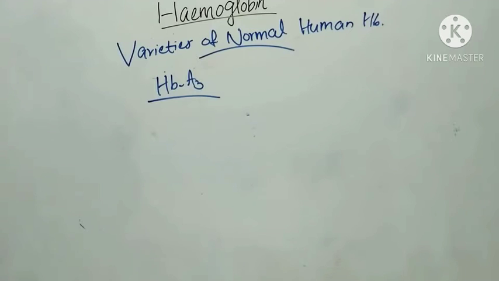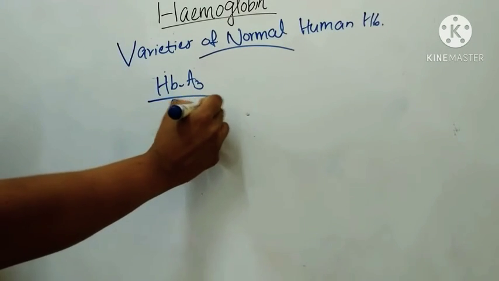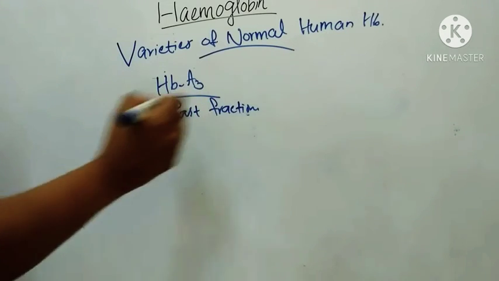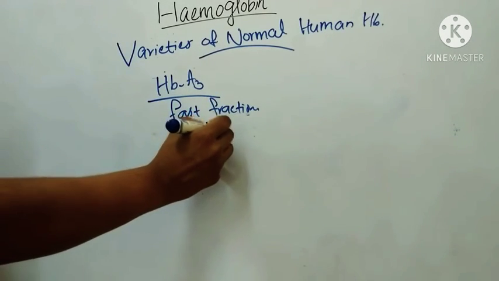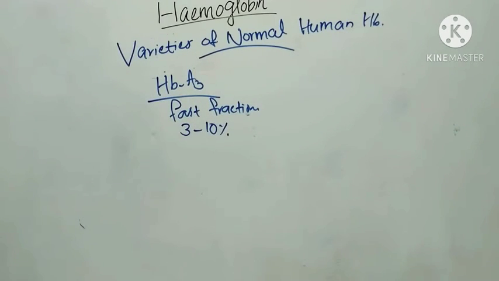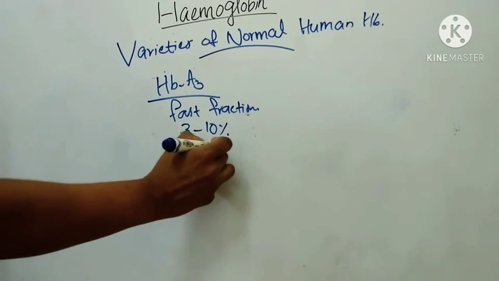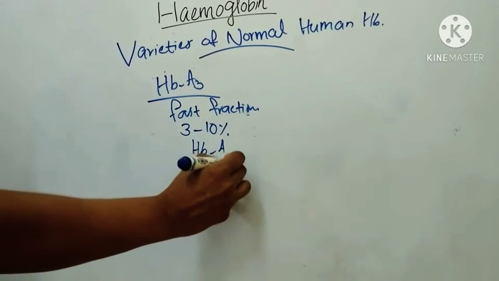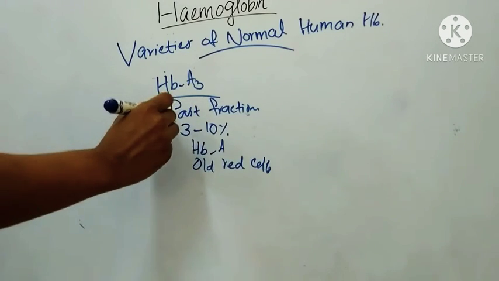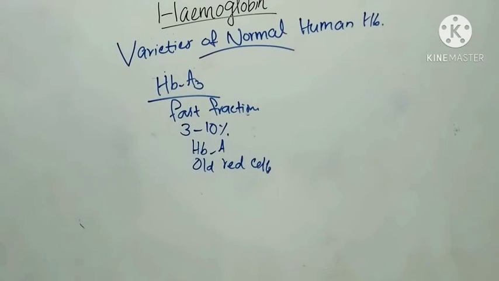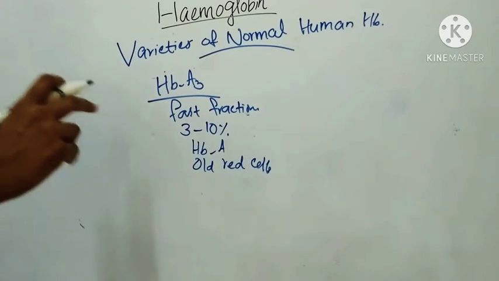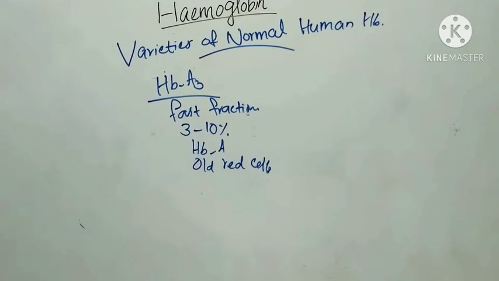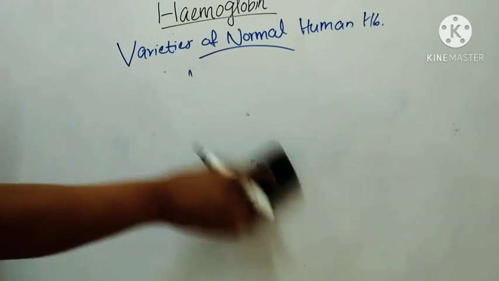HbA3 is electrophoretically a fast fraction. It is about 3 to 10% of total hemoglobin. This is designated as A3 and it is an altered form of HbA. It is found chiefly in old red cells. That is HbA3. Next one is HbA1c or glycosylated hemoglobin.